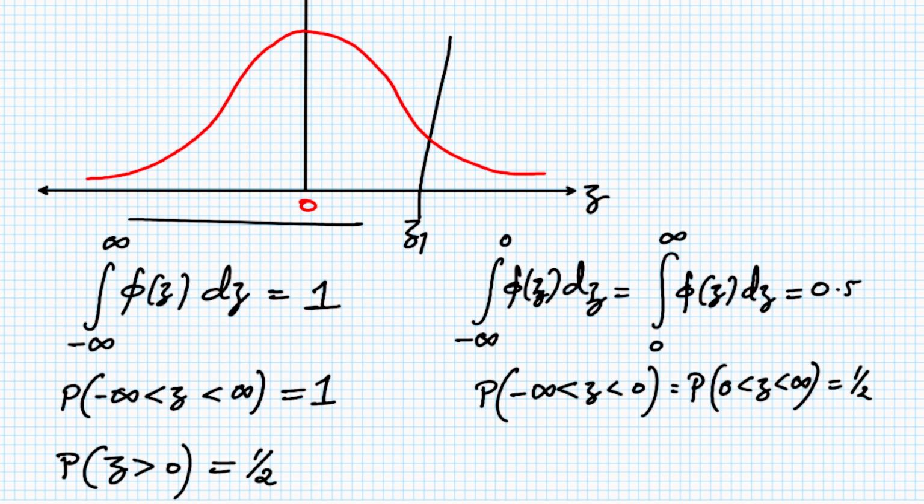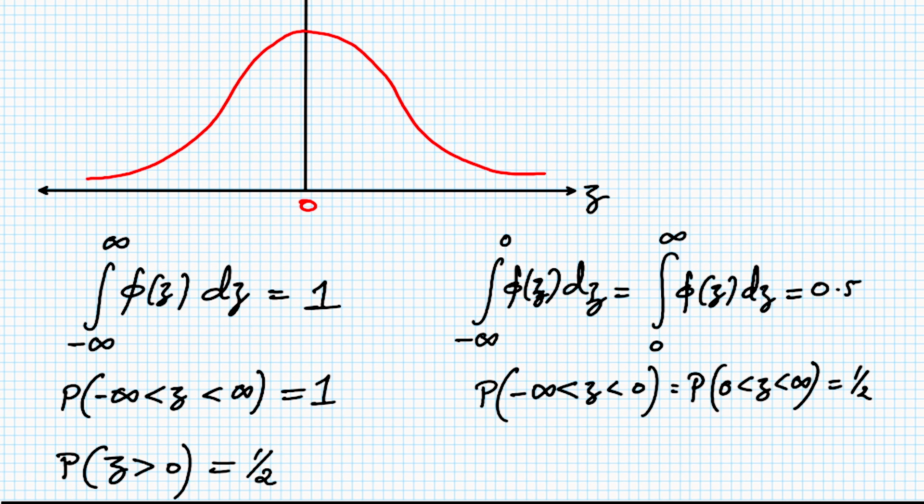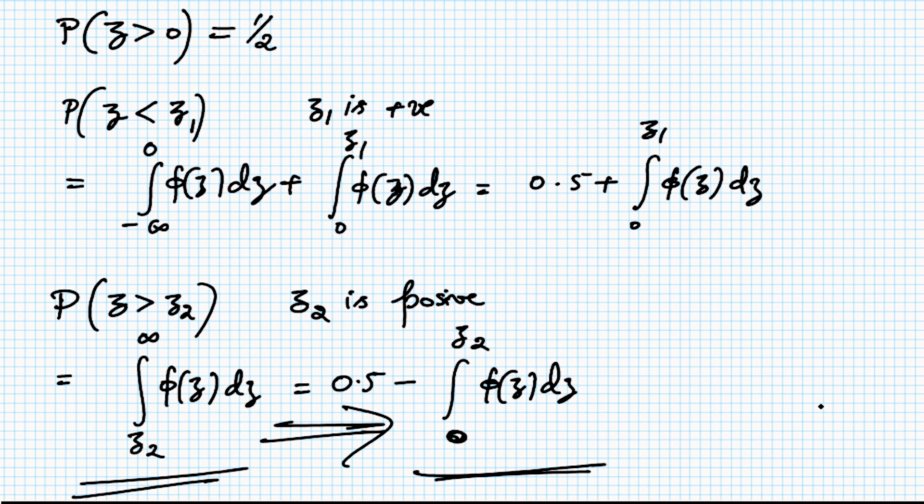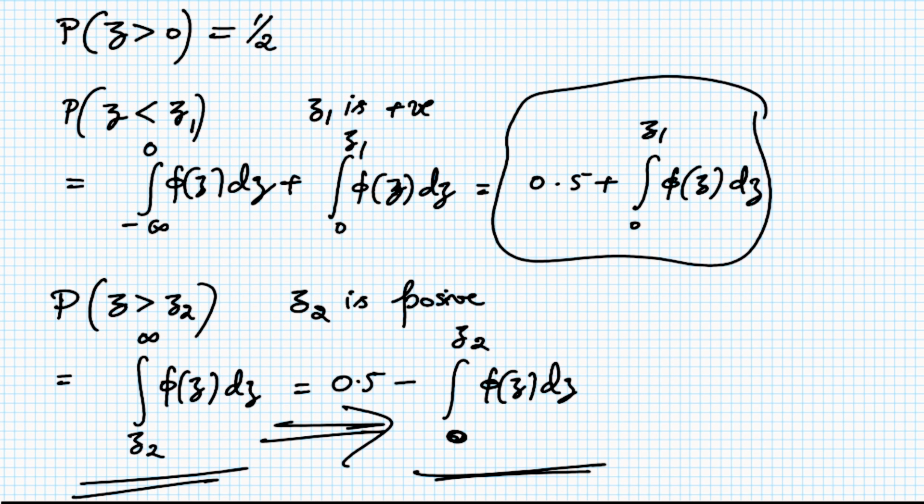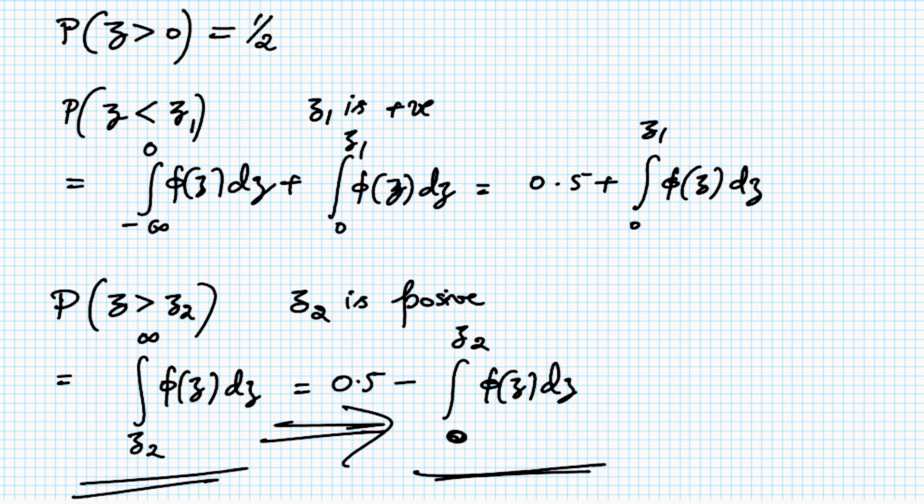Everyone should be able to capture this. Once you are fine with this concept, the understanding of the normal distribution and the solving of various problems will become easy. So you see, this is the answer: 0.5, that's the left side, plus the integral from 0 to z1 of phi of z dz. Similarly, I had asked another question.